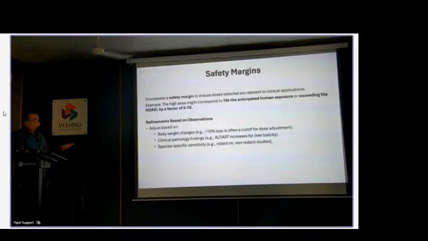Once you establish the toxicity and the pharmacokinetic data, you will establish the safety margin for the animal studies. So incorporate a safety margin to ensure dose selections are relevant to clinical application, as I said. There is an example here: sometimes you expect to have 10 times the safety margin to anticipated human exposure, that might be the best bet so that you wouldn't expect to see any risk in humans.